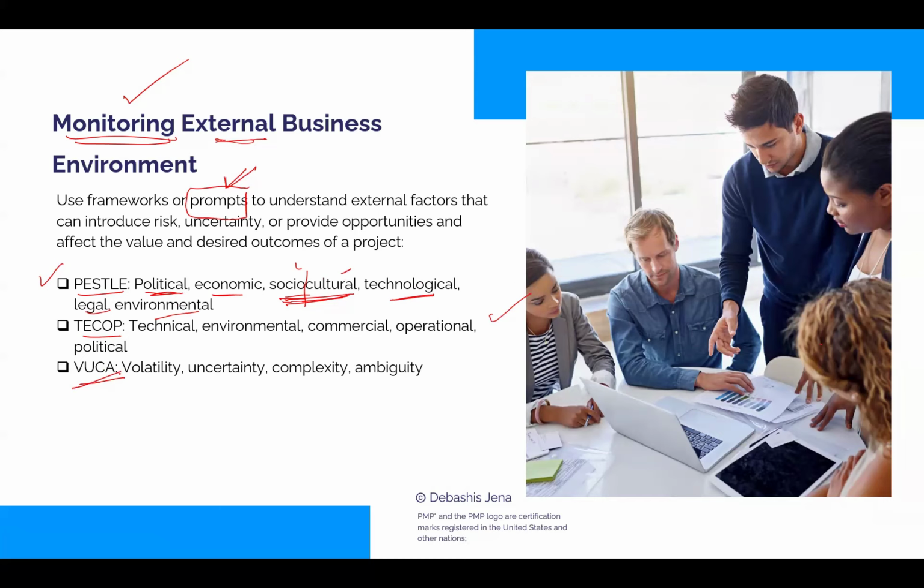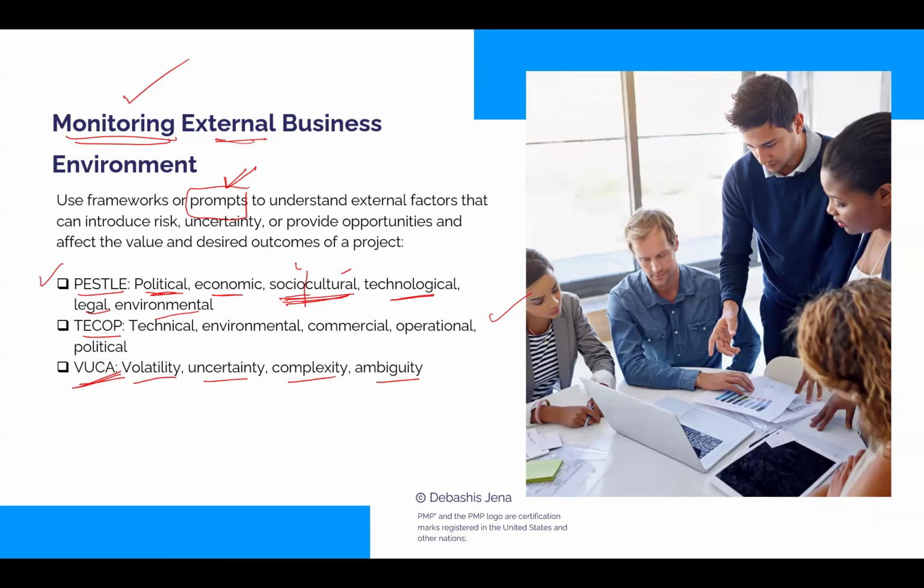VUCA, have you come across this? This term is quite commonly used. VUCA world, we say. It's an acronym, VUCA, which is used to describe this fast-changing world. If you look at the individual terms, V stands for volatility, U is uncertainty, C is complexity, A is ambiguity. So rather than looking at each term individually, the point is that VUCA world together describes the fast-changing world.